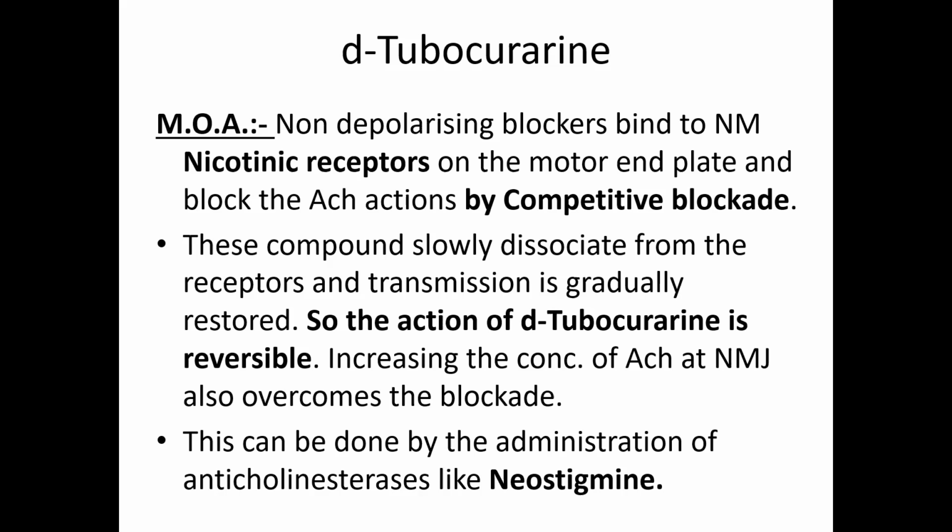So it slowly dissociates from the receptors. We can also inhibit the actions of D-tubocurarine with the help of anticholinesterases, that is neostigmine. D-tubocurarine is metabolized by the cholinesterases. So its actions are reversed by increasing the acetylcholine at the neuromuscular junction by administering anticholinesterases like neostigmine.